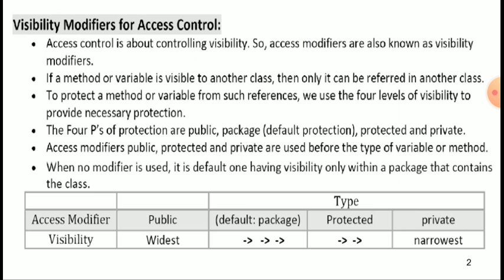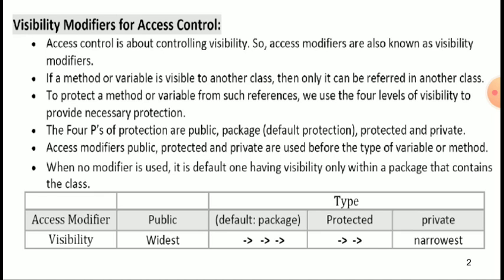The 4 P's of protection are public, package. Package is a default protection. Next are protected and private. So that is the 4 P's. Access modifiers public, protected and private are used before the type of variable or method. When no modifier is used, it is the default one, having visibility only within the package that contains the class.